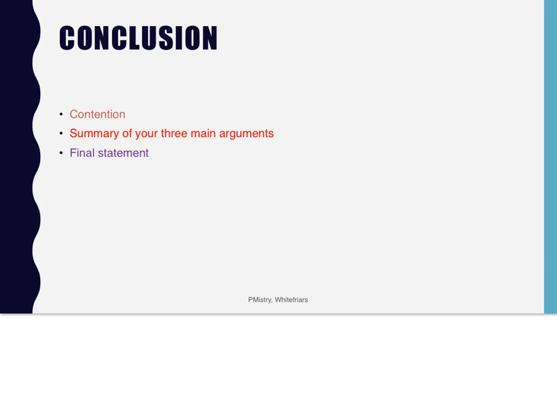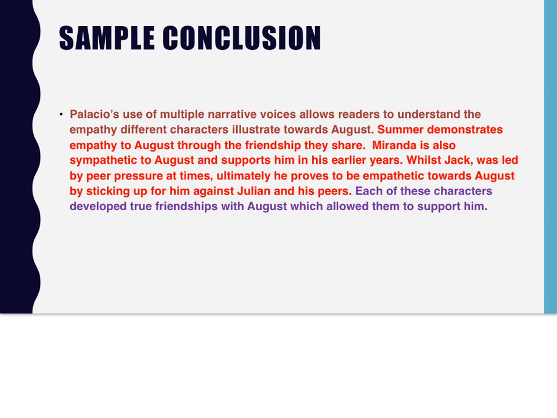And then we have our conclusion, where we restate our contention, summarise our 3 main arguments, and make a final statement. And this one here, I try to get you to remember that you need to leave a lasting impression on your reader. And here's our conclusion: our contention, our 3 main arguments, and each of these characters developed true friendship with August, which allowed them to support him. That's your lasting statement. That's your lasting effect on your reader. So hopefully this has all made sense to you, and it will help you as you construct your next essay.